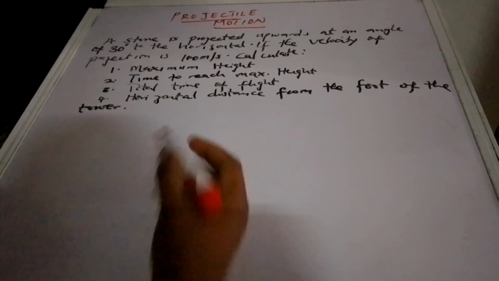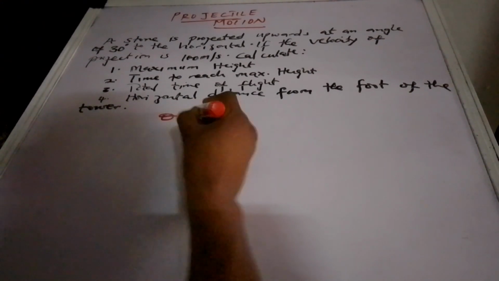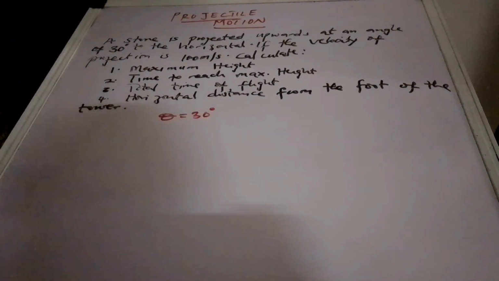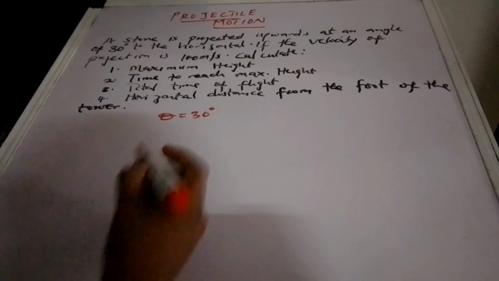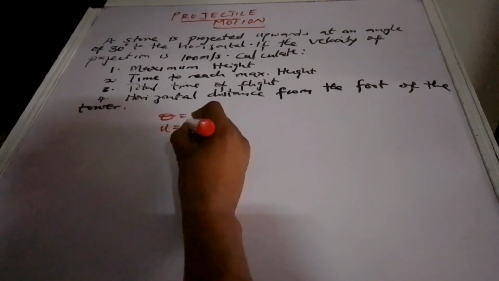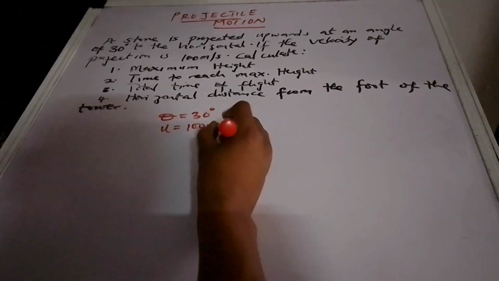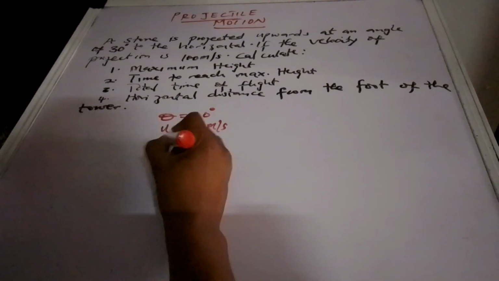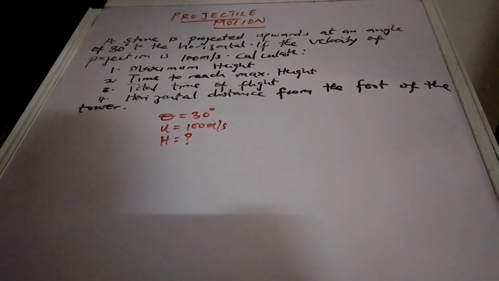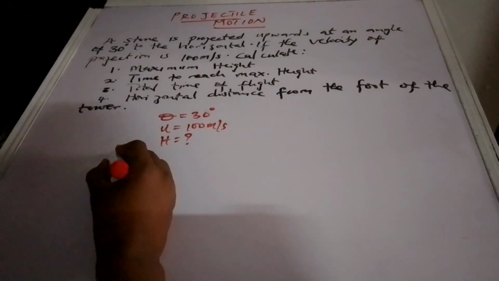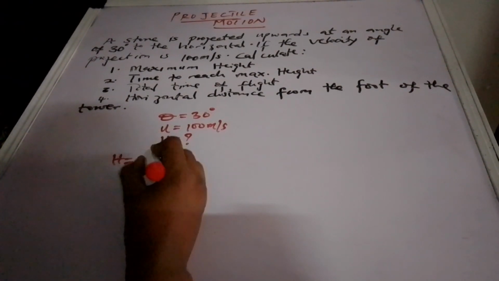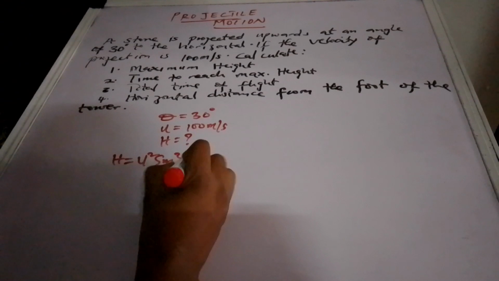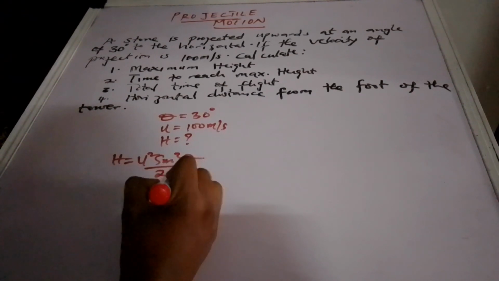So let's take the parameters. Our theta is 30 degrees. Now, if the initial velocity u is 100 meters per second, calculate the maximum height. So we are looking for the maximum height. And remember that when an object is projected at an angle theta to the horizontal, our maximum height h is given as u squared sine squared theta over 2g.